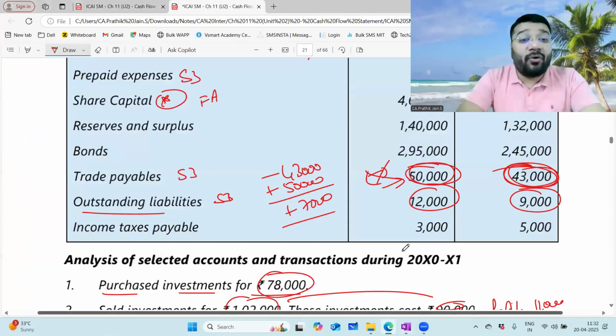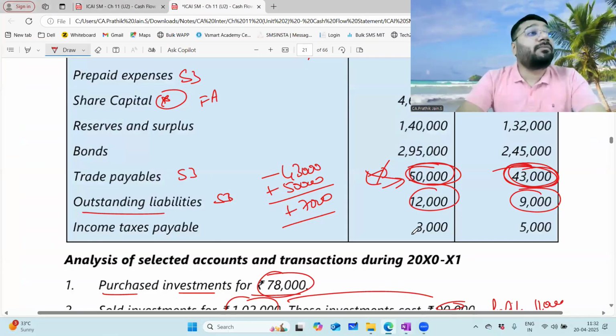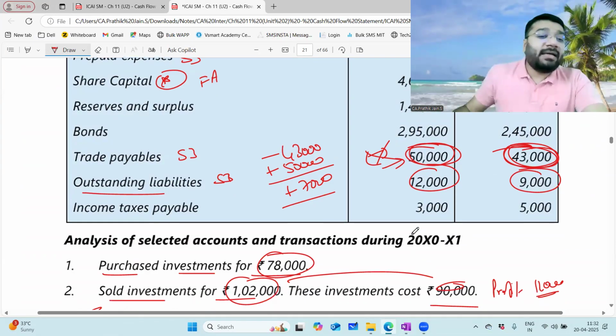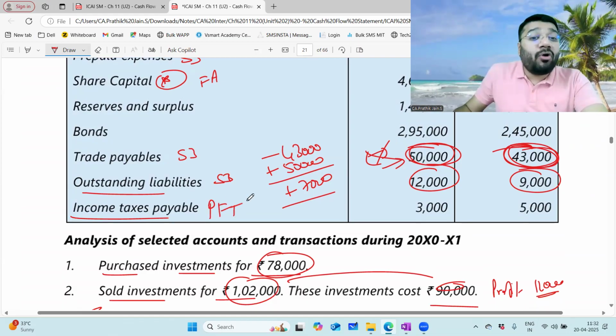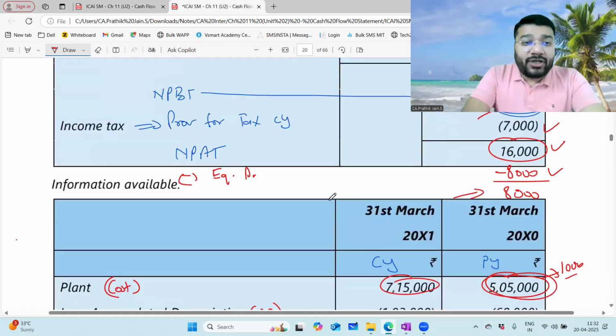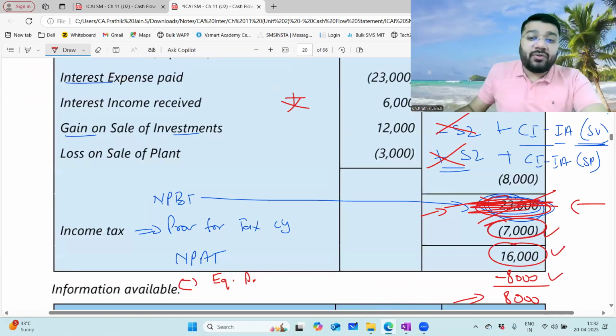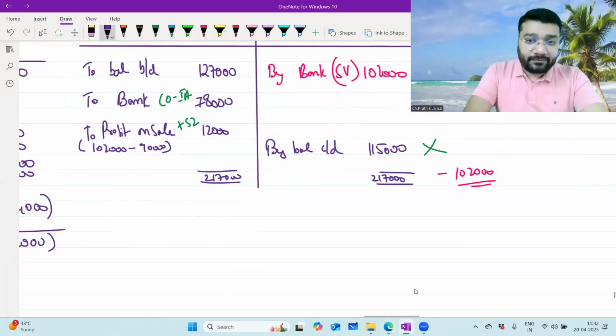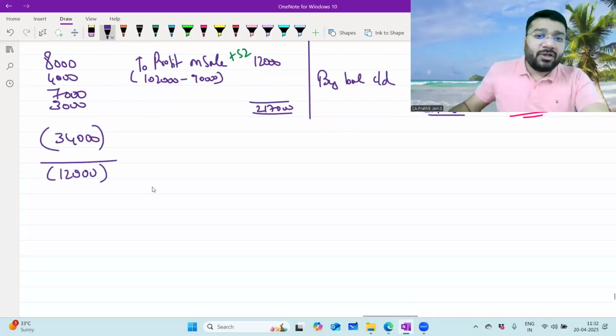Segment 4. What is segment 4? Income tax paid. Now what happened here? Income tax payable is given, which means this is the ledger for provision for tax. Opening is given, closing is given, current year provision is given. Yes, 7,000. So now you have to open what ledger? Provision for tax ledger. So working note number.